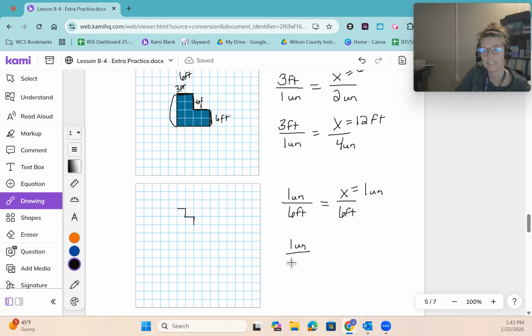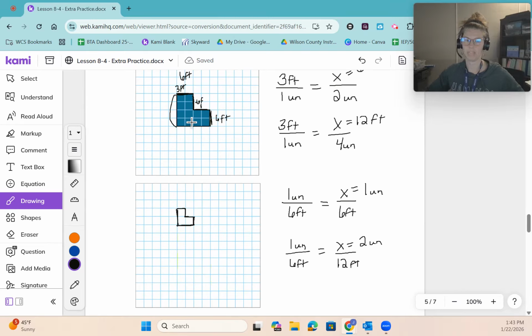So 1 unit is 6 feet. So how many units will 12 feet be? Okay, 1 divided by 6 is 1/6 times 12 is 2 units. And if we draw this out here, we got 2 units there and 2 units there. And you can see that it's the same exact shape, just shrunk down a little bit. Those images are to scale. They are similar figures.